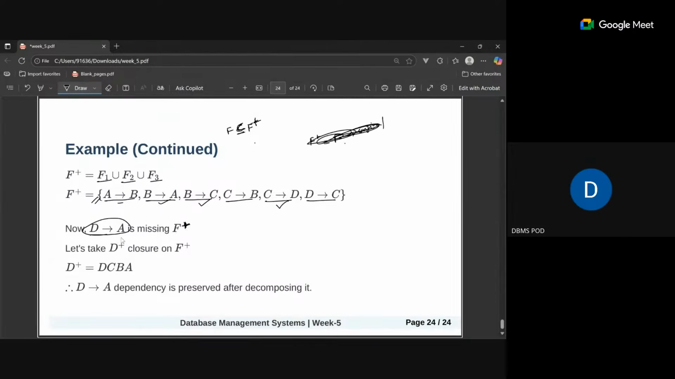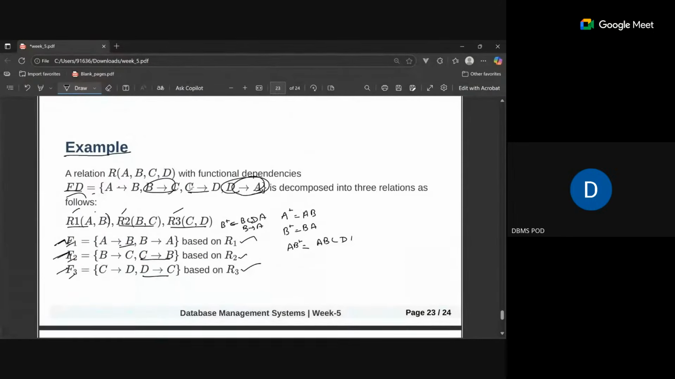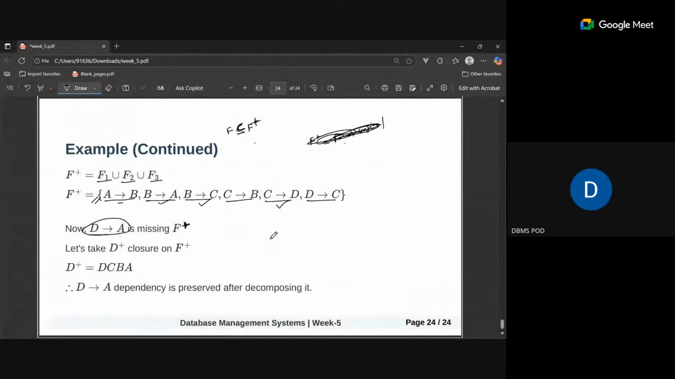Okay, this D determines A is missing in F plus, which is not present in my original dependency, right? Because as per the rule, this should be a superset, but it's missing. If something is missing, it is not a superset. So we'll check whether this condition is satisfied in my F plus or not.